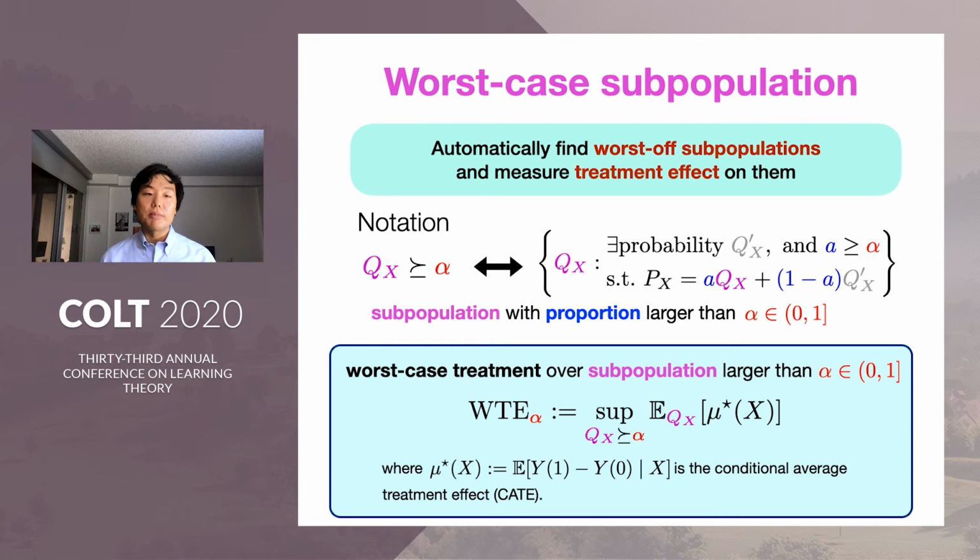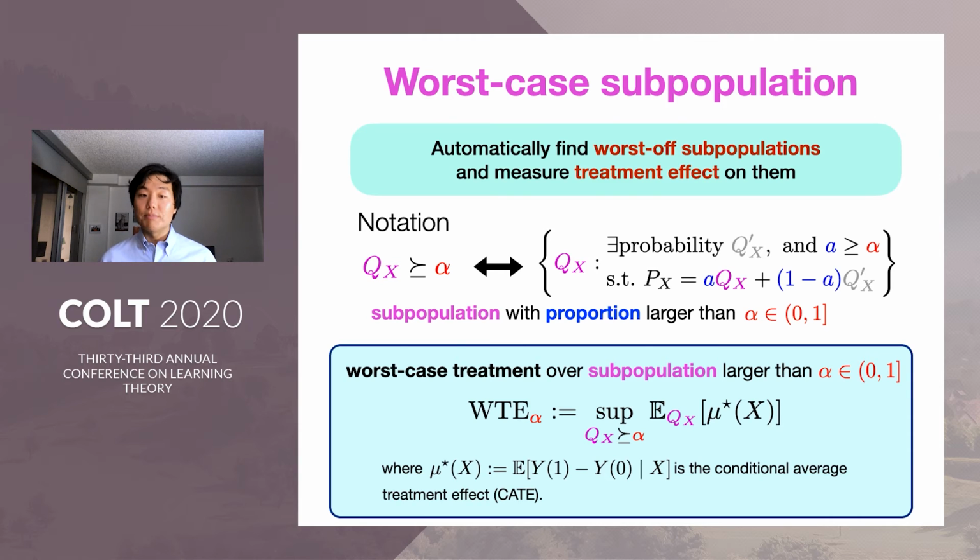And to ease notation, I'm going to say that a subpopulation Q X is larger than some level alpha, and this level is between 0 and 1, if the demographic proportion corresponding to the subpopulation is larger than this level alpha. So given this notation, we can now define the worst case treatment effect over all subpopulations that are larger than this level alpha. We're going to denote this by the WTE, and this is simply the supremum over all subpopulations that are large enough, and we're taking the average of the CATE according to this subpopulation.